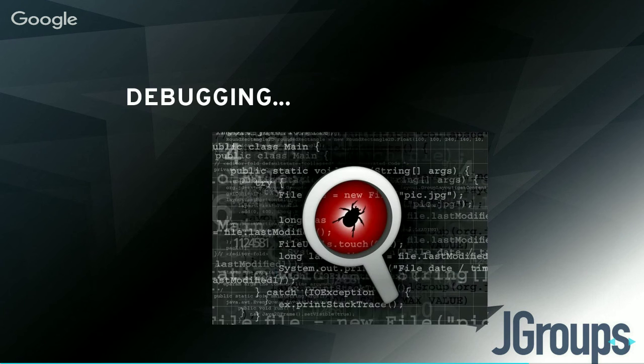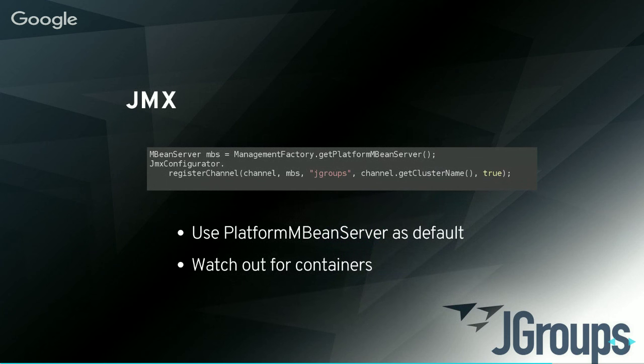So now we took a look at the problems. Now, how can we diagnose them? First of all, make sure that you have enabled and you're using JMX. So this is the magic word that you need. You need to get the platform MBean server. It might be a little bit tricky in application servers, but in standalone applications, you can get the platform MBean server, and you might use a JMX configurator. Let's take a look at it in an example.